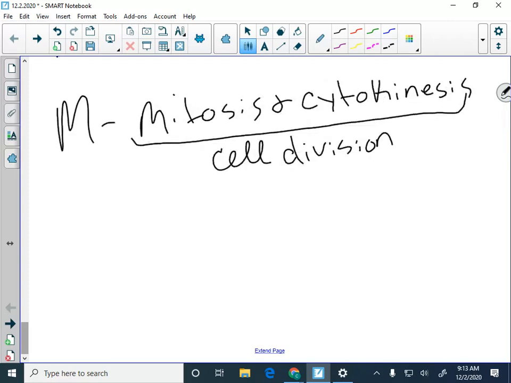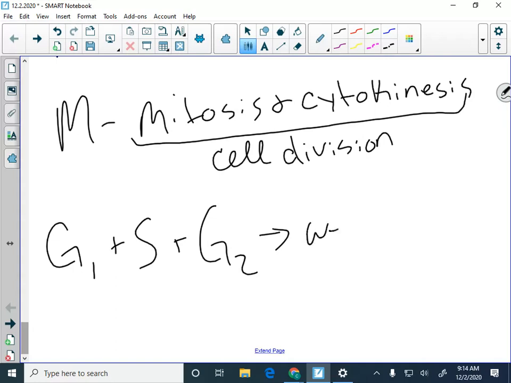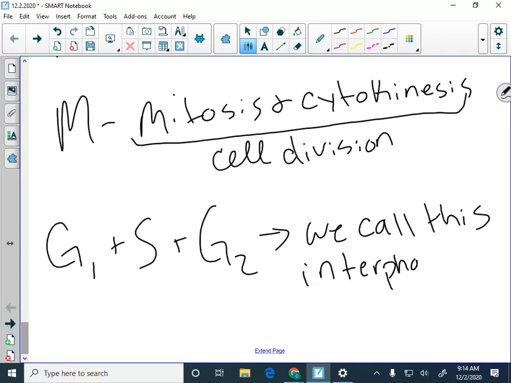But because scientists like to name things multiple times, if we took G1 and S and G2, so all of the cell cycle except for mitosis, we call this interphase. Which will make a lot more vocabulary sense when we talk about mitosis tomorrow.